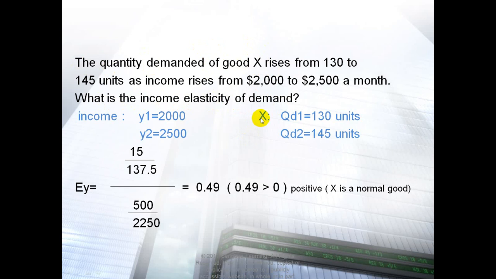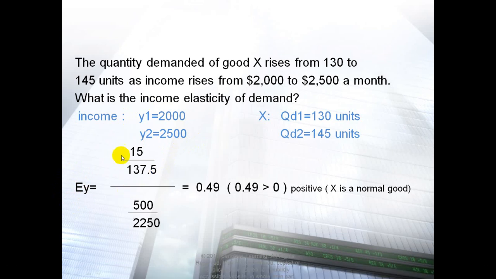X. Where is X? Here. Quantity demanded rose, it was 130 and became 145. So quantity demanded 1 is 130, quantity demanded 2 is 145 units. Then as income rises from 2000 to 2500, so income 1 is 2000 and income 2 is 2500. Okay, the question is to find the income elasticity of demand, EY.